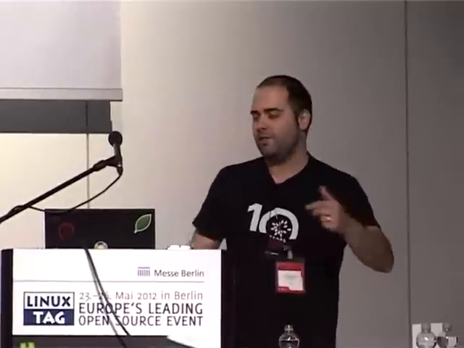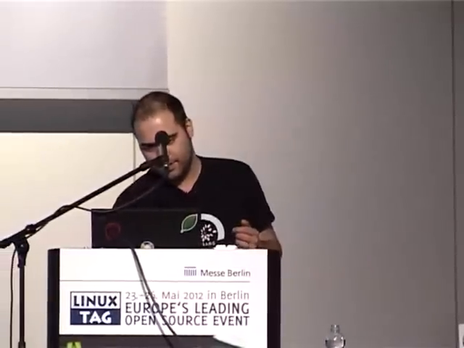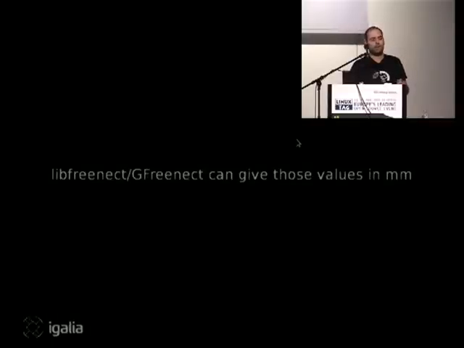But he watched the video I did for Skeltrack, and I asked him, so do you think it's cool? And he said, well, it's pretty cool. What camera did you use? I said, I used the Kinect. And he said, so what did you really do? Because the Kinect already does that. The Kinect does not do what I'm going to show you. The Kinect just gives you information about what's closer or what's further. And libfreenect, and of course the wrapper we did, GFreenect, can give those values in millimeters.